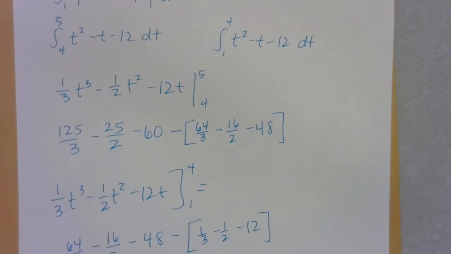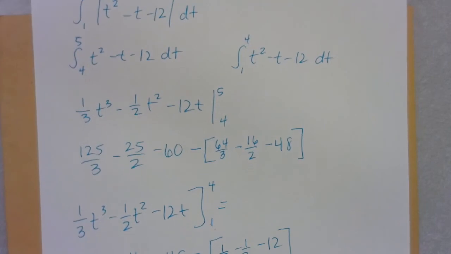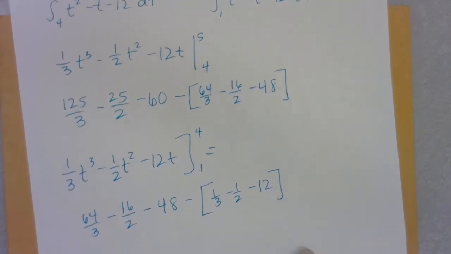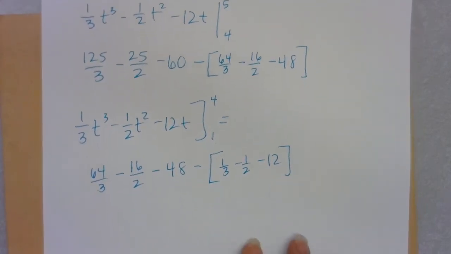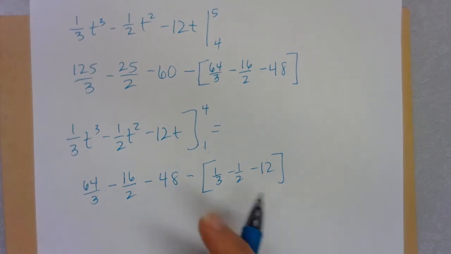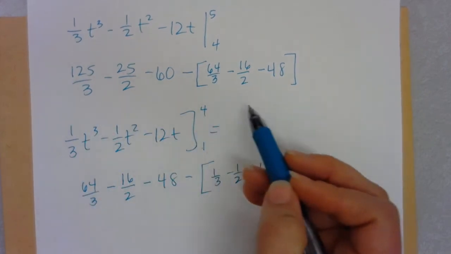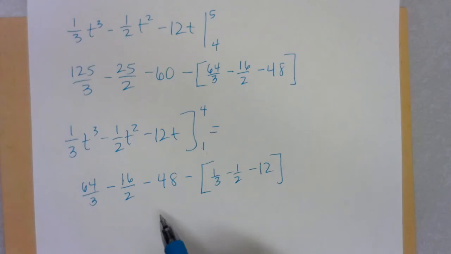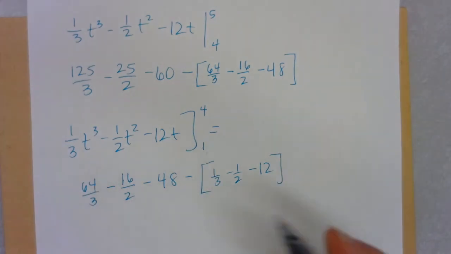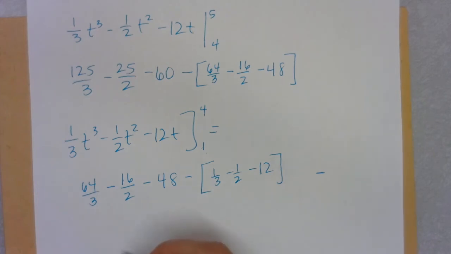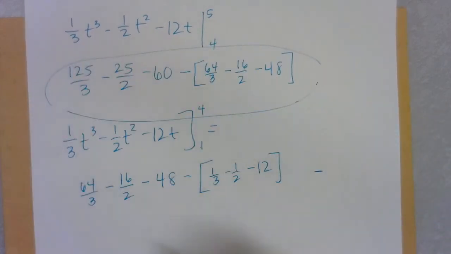Okay, so now which one should I do first? Basically I'm going to just calculate this. It should be a negative value, right? And then I'm just going to add this and then plus the absolute value of this to it. And that's going to be my total distance.